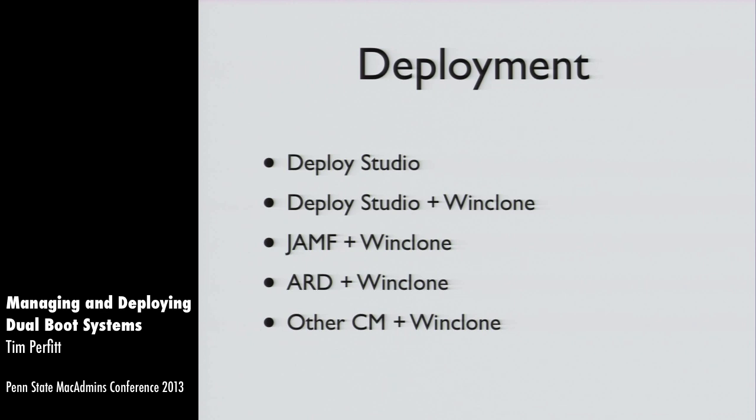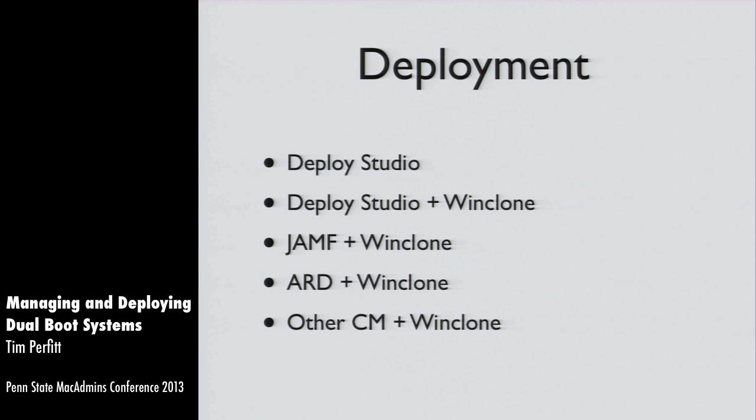To just do a dual boot deployment, or just a Windows deployment on Macs, it can be daunting for the first-time person to set up Deploy Studio. So WinClone will work with just a FireWire drive or USB drive, and you can walk around and install it that way. But on a more massive scale, you're either going to be using WinClone with one of these other tools, or just using Deploy Studio's built-in stuff.